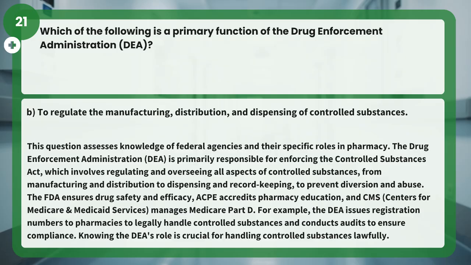The FDA ensures drug safety and efficacy, ACPE accredits pharmacy education, and CMS, Centers for Medicare and Medicaid Services, manages Medicare Part D. For example, the DEA issues registration numbers to pharmacies to legally handle controlled substances and conducts audits to ensure compliance. Knowing the DEA's role is crucial for handling controlled substances lawfully.